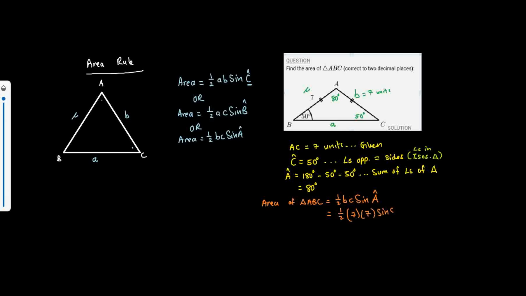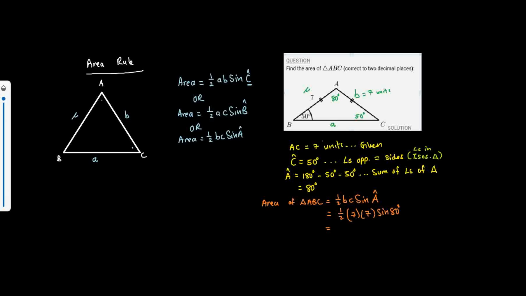So it's half BC sine angle A. So it's going to be half times B, which is 7 units, times 7 units, sine 80 degrees. Always use your calculator to do this, and make sure your calculator is set on degrees and not rads or grads, or else your answer will be incorrect. So let's punch in everything in your calculator and it should give you the correct answer. Let's round off. Oh, it says 2 decimal places, so that's great.